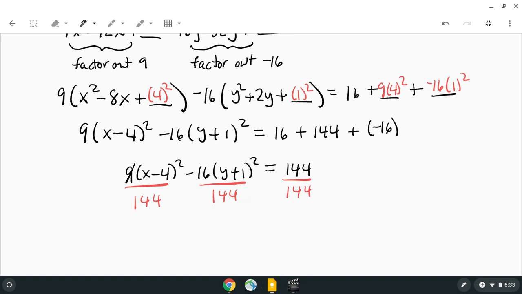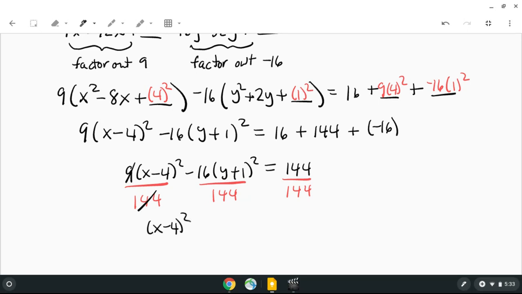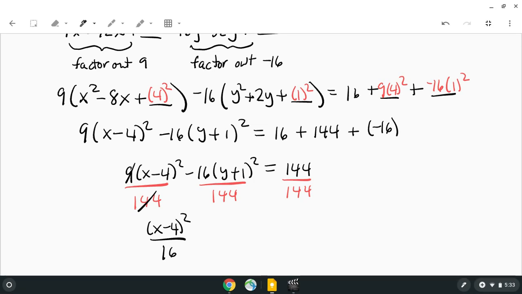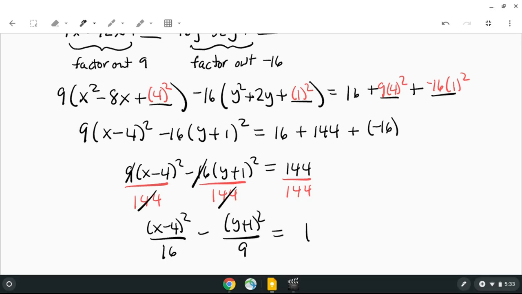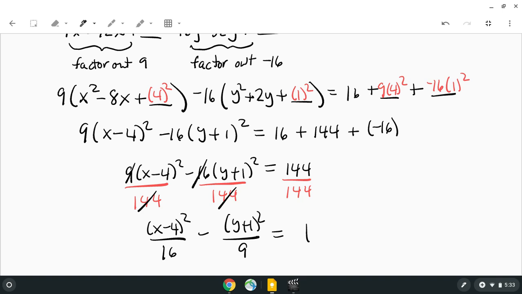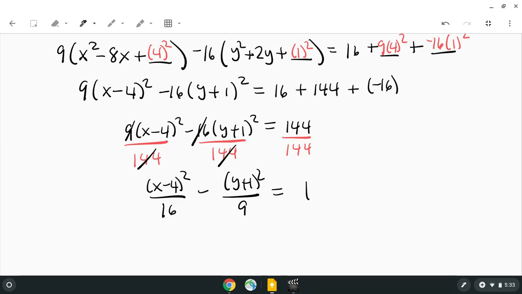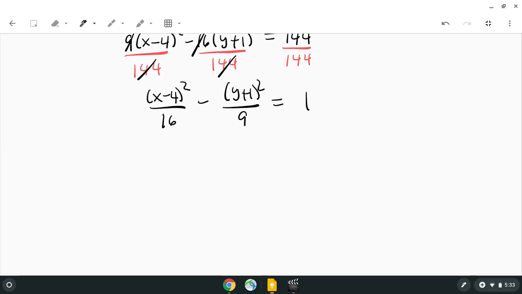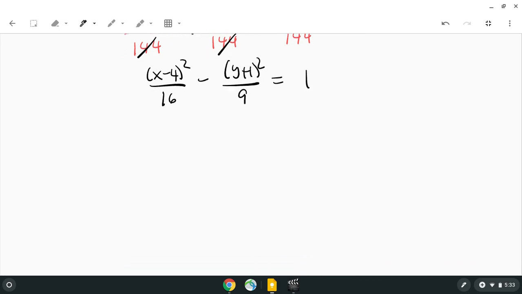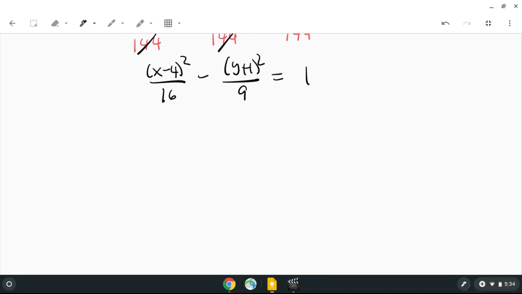Okay, so the 9 and the 144 cancel, and we're left with (x minus 4) squared over 16 minus the 16 and the 144 cancel, and we get 9. And now we get the 1. So now we can graph this. Yes, you have to go through all this to get this in standard form.